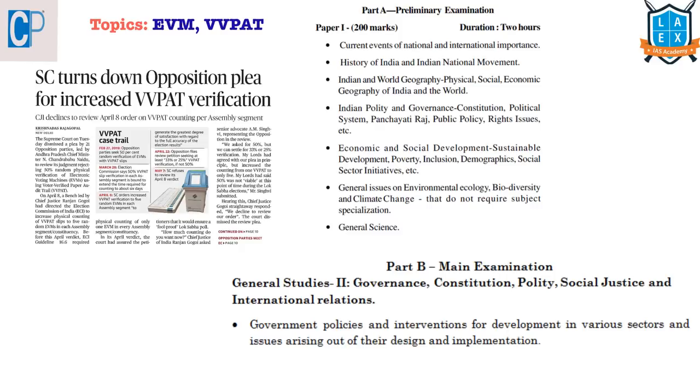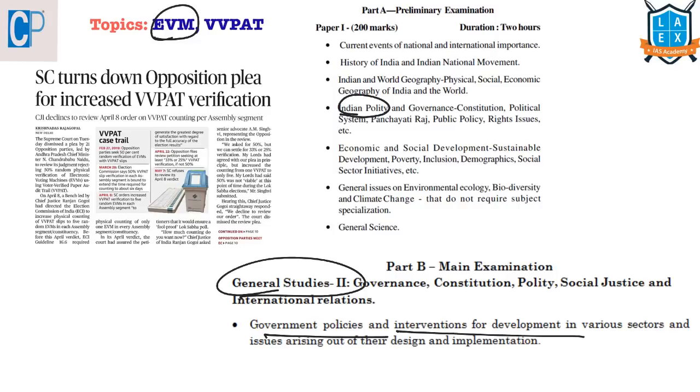Our first article is, Supreme Court turns down opposition plea for increased VVPAT verification. Here the Supreme Court has refused to review its order regarding increasing the VVPAT verification by 50%. In case of prelims, this article comes under the topic of Indian polity, and in case of mains, it comes under GS paper 2 under the topic of government policies and interventions for development in various sectors and issues arising out of their design and implementation. And from the prelims point of view, from this article we should know about two things. One is EVM, electronic voting machine, and what is this voter verified paper audit trail system.